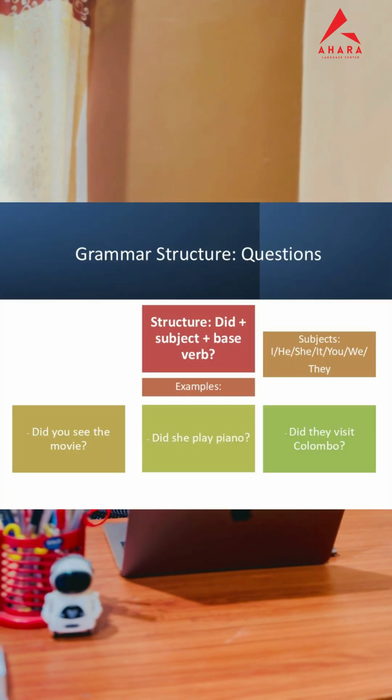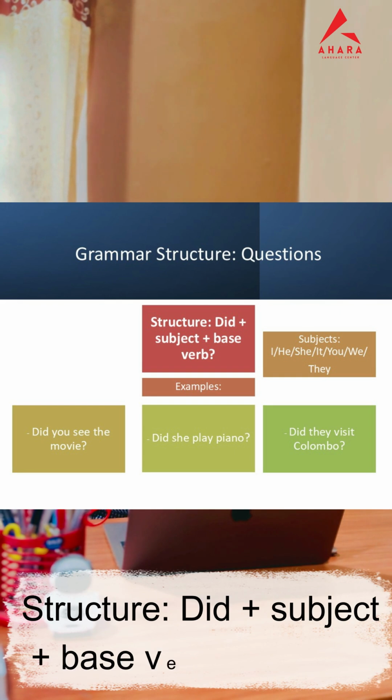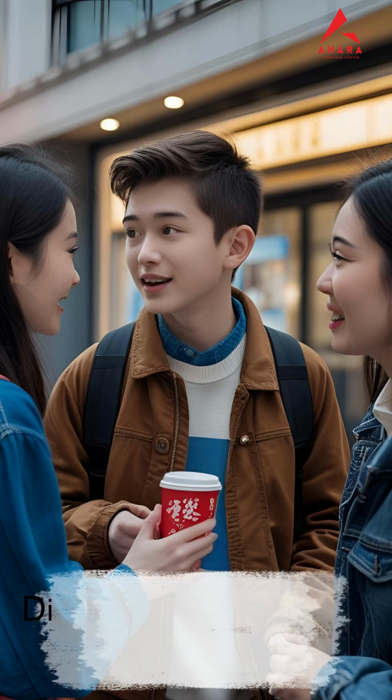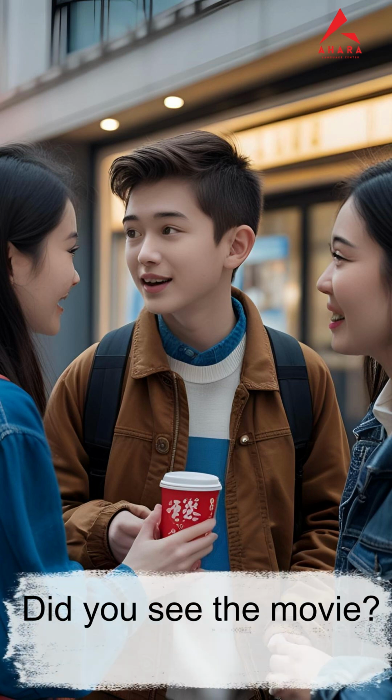Let's move to the third portion. When it comes to questions, if you want to raise questions, then what will be the structure for that? We will use the word did plus the subject, as you know, I, he, she, we, you, they all will come, plus the base verb. Verb, you know what it is? It is the action. Let's see some examples on that. Did you see the movie? If you check this, I'm using the word did with you as the subject, see is the action. Did you see the movie? I'll take you to the next example.